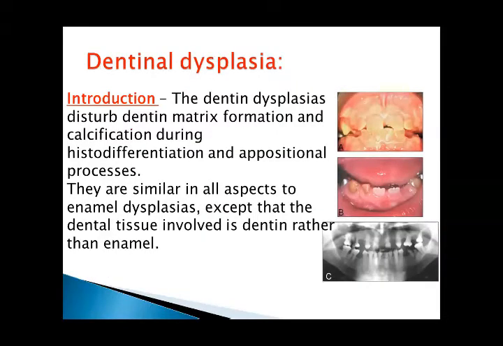Dentin dysplasia disturbs dentin matrix formation and calcification. They are similar in all respects to enamel dysplasias, except that the dental tissue involved is dentin rather than enamel.